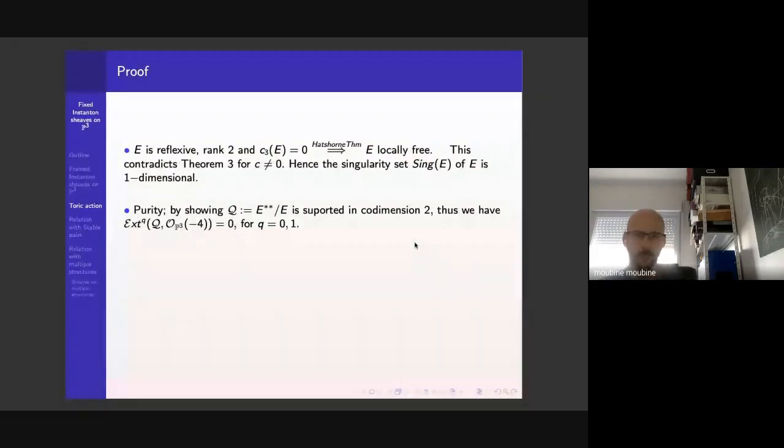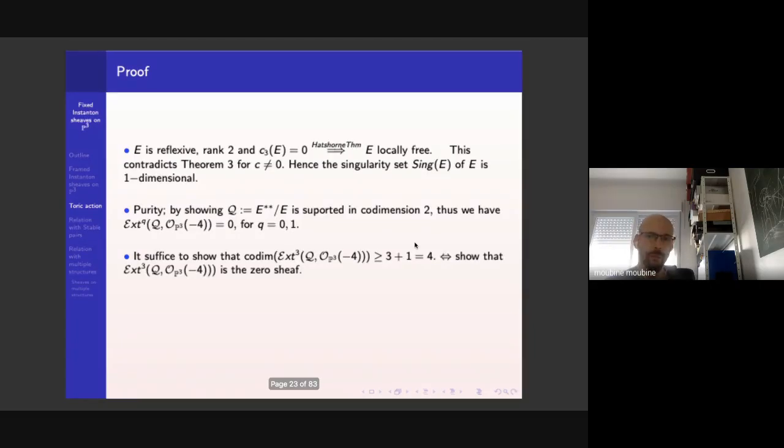So we know that it's supported in codimension 2. So these Ext sheaves are 0, and it suffices to show that Ext^3 has codimension at least 4, since we are on a 3-fold, so it has to be 0. And this is done by considering the local-to-global spectral sequence and applying it to some analysis of the sequences coming from the monad, like the display of the monad.